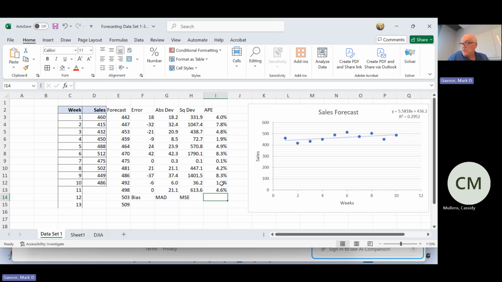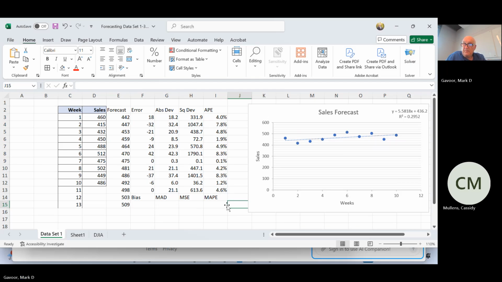Can I live with a 4% error? Again, it's up to the forecaster and the company that's doing it and the nature of what they're forecasting, the value of the items. For consumer goods, I would be delighted with this. Non-perishable consumer goods, I'd probably think this is a good forecast. That's MAPE.